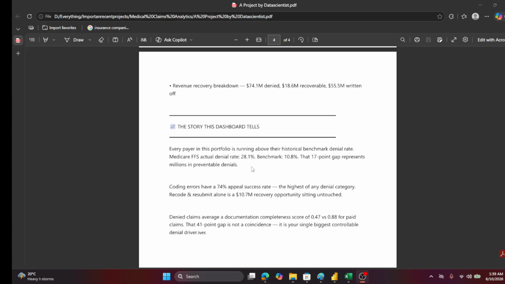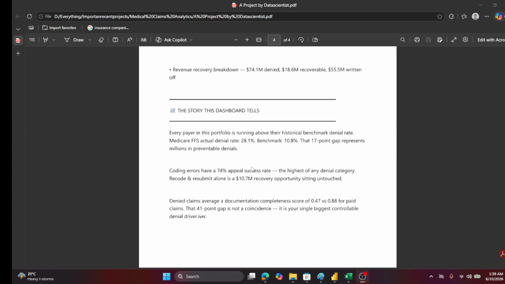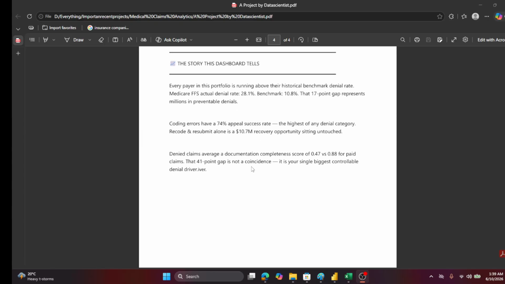Coding errors have a 74% appeal success rate, the highest of any denial category. Recode and resubmit alone is 10.7 million in recovery. Denied claims average a documentation completeness score of 0.47 versus 0.88 for paid claims. This is a 41-point gap. It's not coincidence. It is your single biggest controllable denial driver.